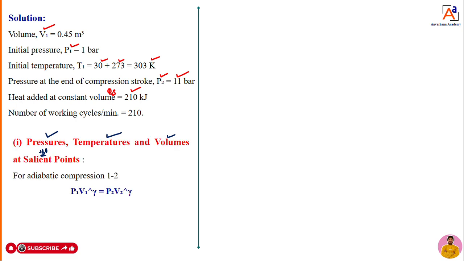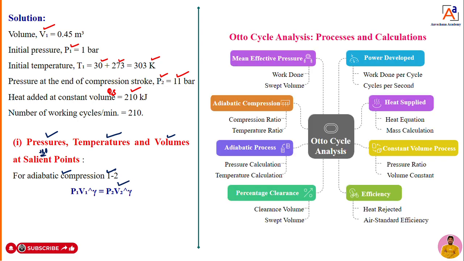How to solve that? That we will see here now, dear students. To calculate the pressure, I will go with adiabatic compression, that is the first process, 1 to 2. We have an equation, P1 V1 to the power of gamma is equal to P2 V2 to the power of gamma. With the help of this equation I will calculate the P2 value, because P2 is not given at all.